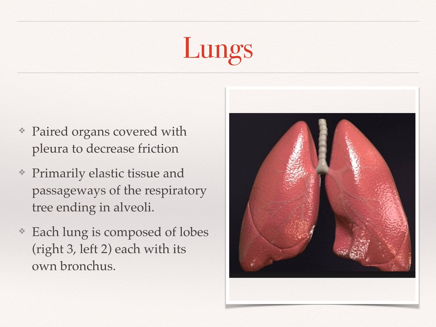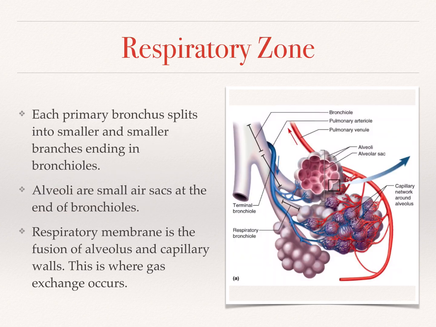The lungs are paired organs covered with pleura. Pleura is a membrane that helps decrease friction as the lungs inflate and deflate inside the chest cavity. The lungs are primarily elastic tissue, with passageways leading throughout the tissue, and they end in alveoli. Alveoli is plural for alveolus, and that is where respiration actually happens, where the gas exchange happens. We'll look at that in the next slide. Each lung is composed of lobes. The right has 3 lobes, the left has 2, and each has its own bronchus leading into it.